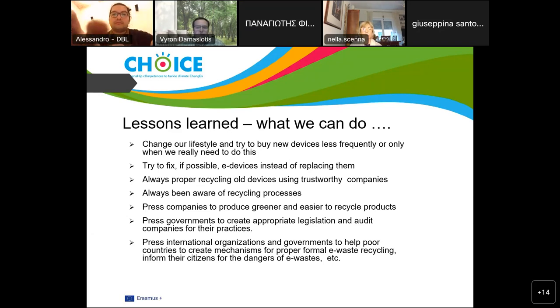And also, we can press governments to create appropriate legislation and audit companies for their practices. Also, press international organizations and governments to help poor countries create mechanisms for proper formal e-waste recycling, and inform their citizens of the dangers of e-waste, and things like that. I don't know if you want to add something here that we can do.